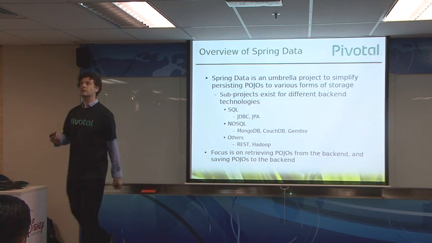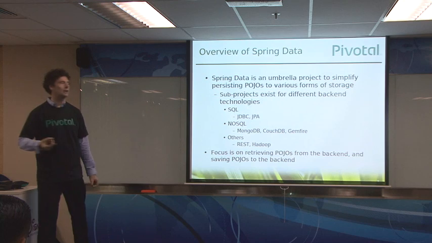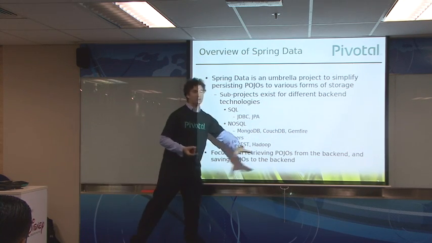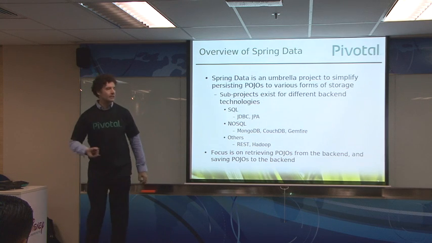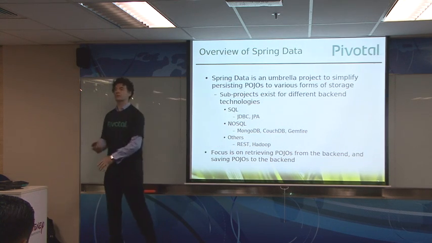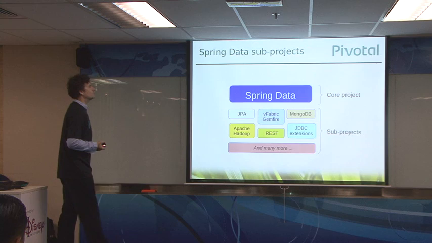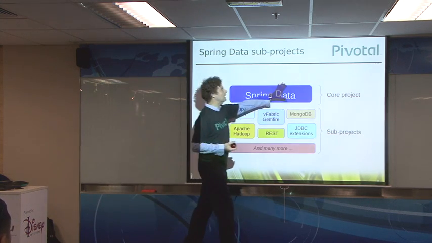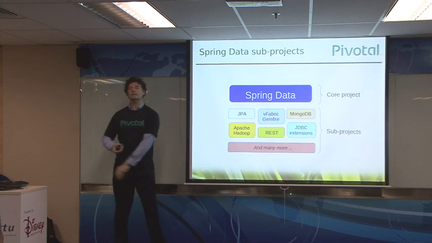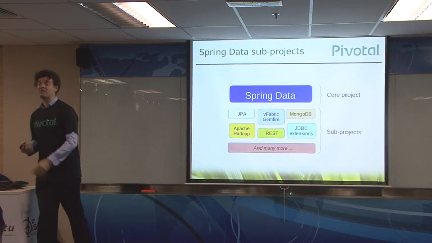And then some other interesting ones. So it turns out that Spring Data isn't confined just to databases. Certainly Hadoop is storage, although it's not really a database per se, but even just the straight RESTful system has been built as a sub-project, as a back-end for Spring Data. So Spring Data, the core project, provides the underlying model, and it's a very simple model.